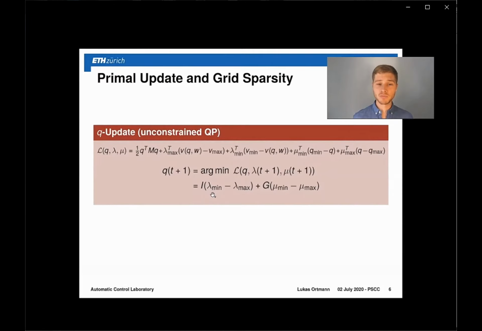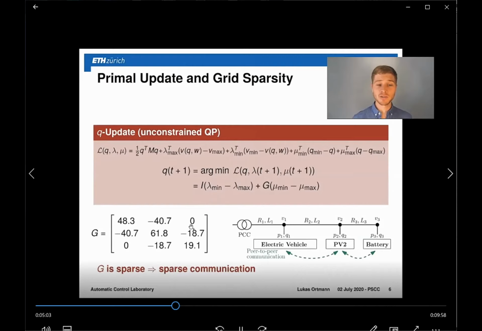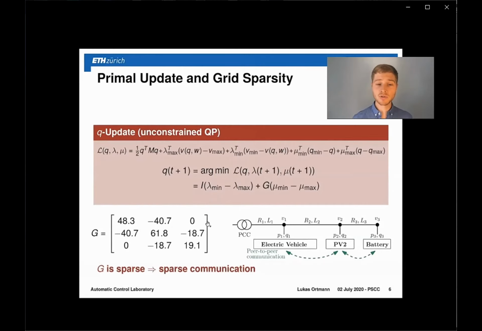And because of the sparsity of the grid, G is a matrix that has zeros in it. And so to calculate the next Q, every inverter only needs to know the dual multipliers mu that are associated with these non-zero entries here, because there's no need to communicate something that we're going to multiply by zero anyway.